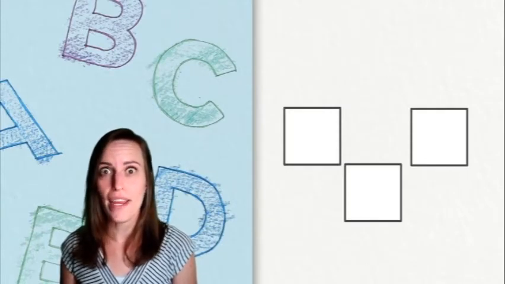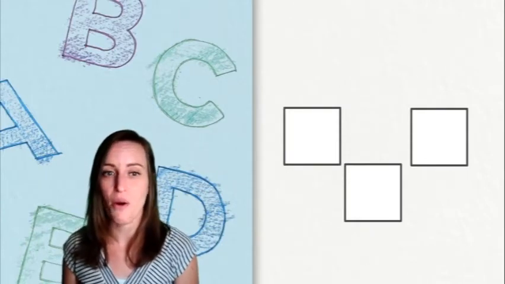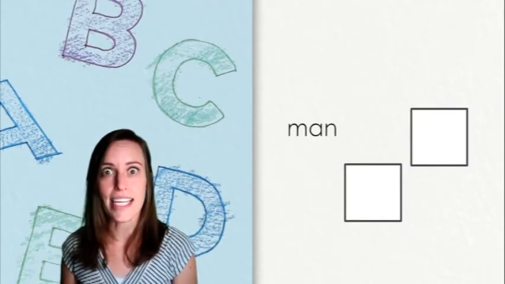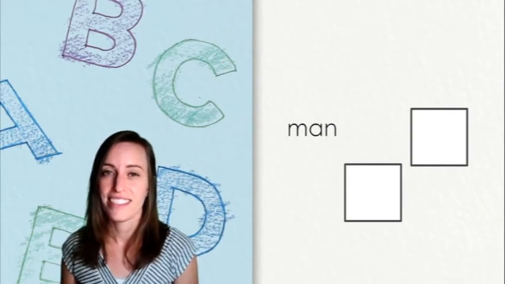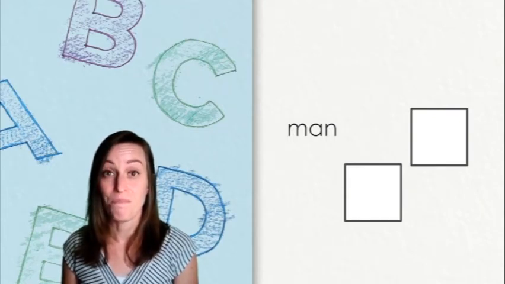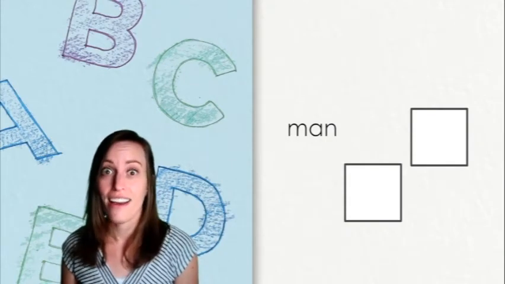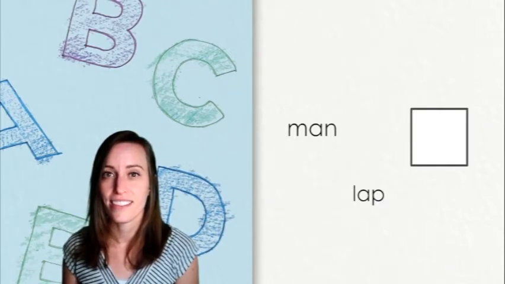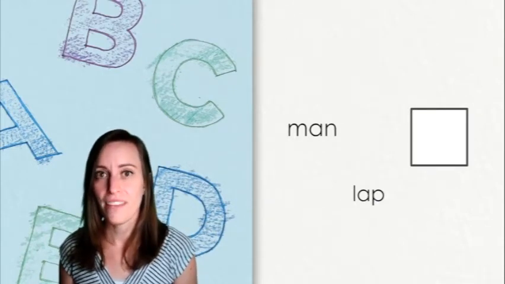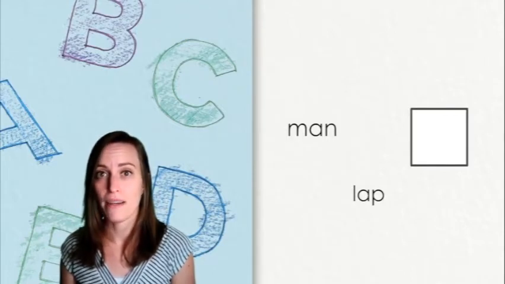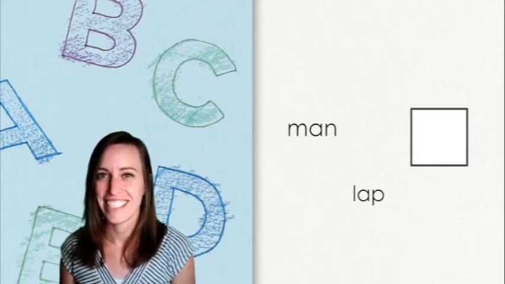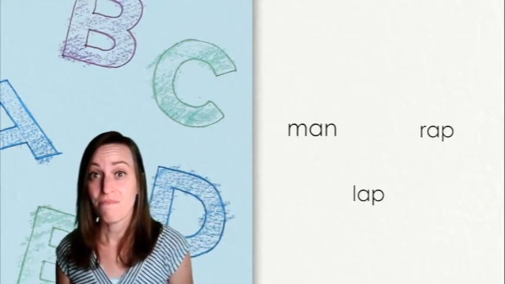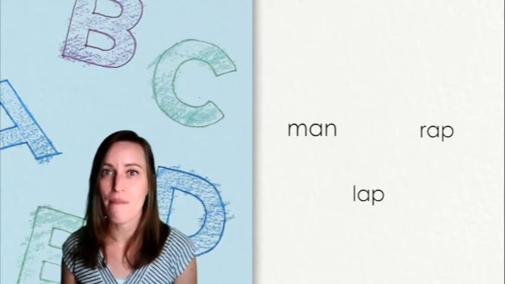For this round, we are going to look at the words we have been decoding this week. What is this word? Man. Let's try another one. That is the word lap. One more. That is the word wrap.